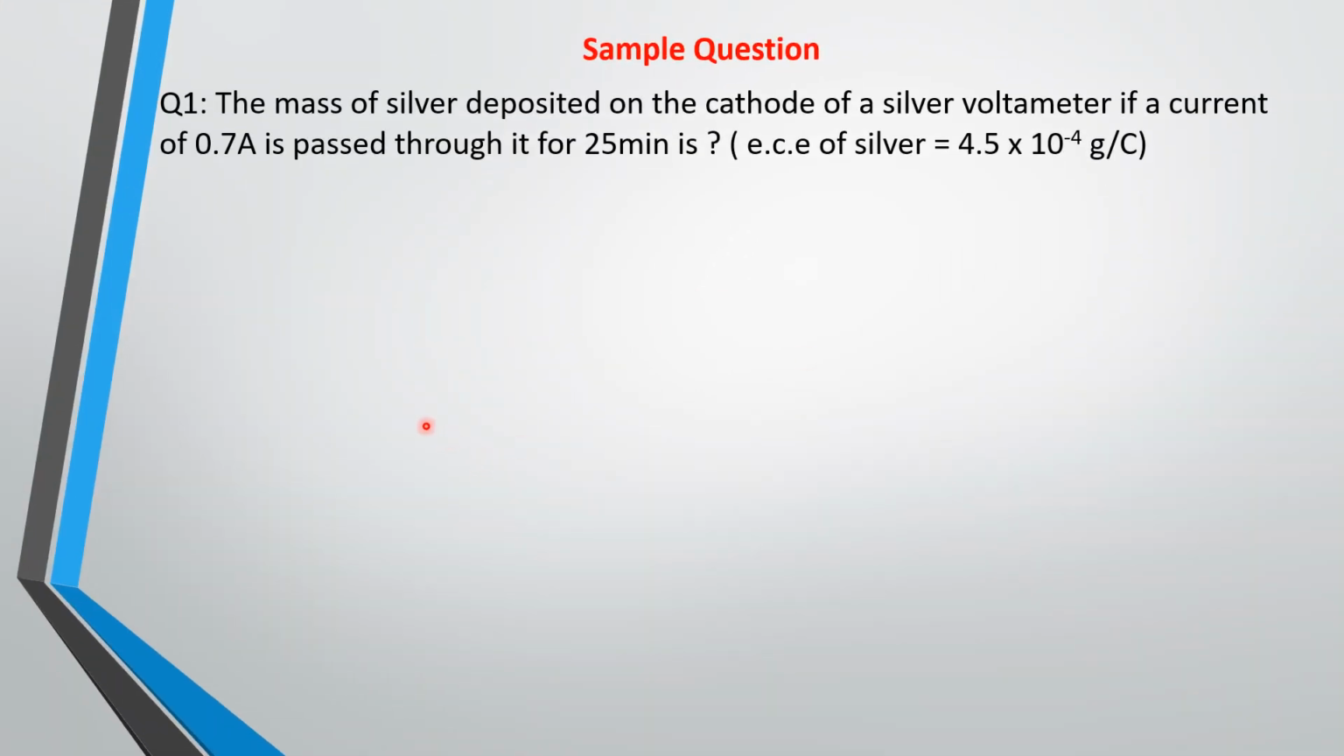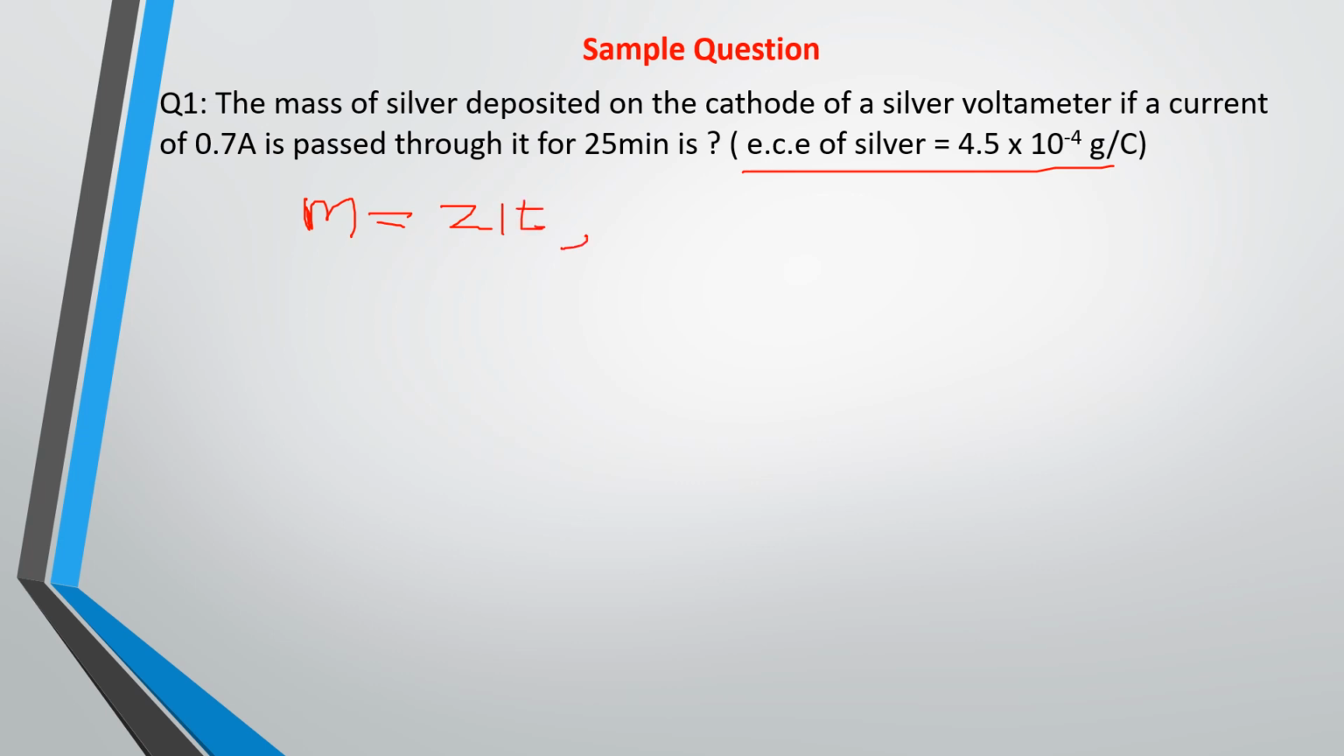So this is question number 1, and it says that the mass of silver deposited on the cathode of a silver voltameter, if a current of 0.7 amp is passed through it for 25 minutes, is what? It is an objective question. Okay, so this is the electrochemical equivalent of silver, and in this particular instance, we know that mass is equal to ZIT.